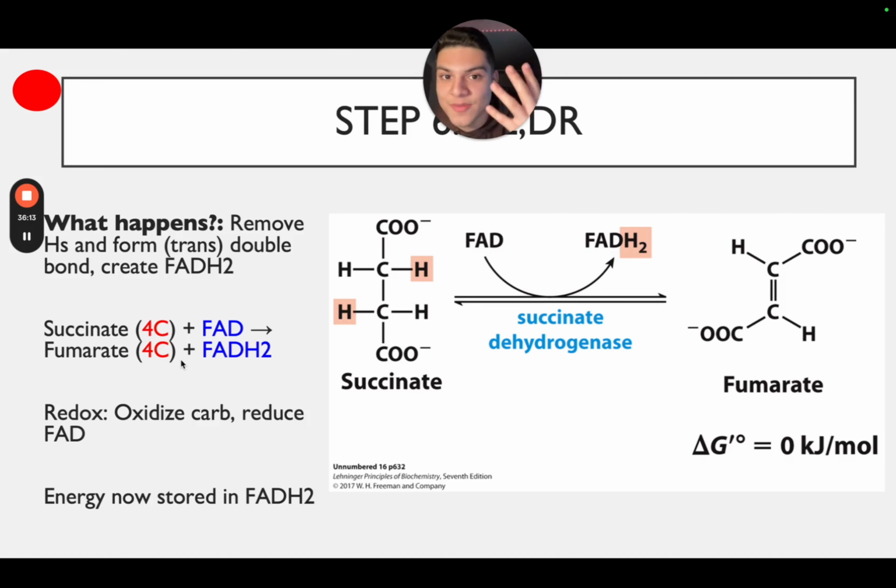So remember, oxaloacetate is four carbons. So we're no longer dealing with decarboxylation. We're no longer dealing with TPP. We're just trying to harness the rest of the energy possible. So for redox, we're basically oxidizing the carbons, reducing the FAD, and that's where the energetics are going to be stored and passed on to the ETC.